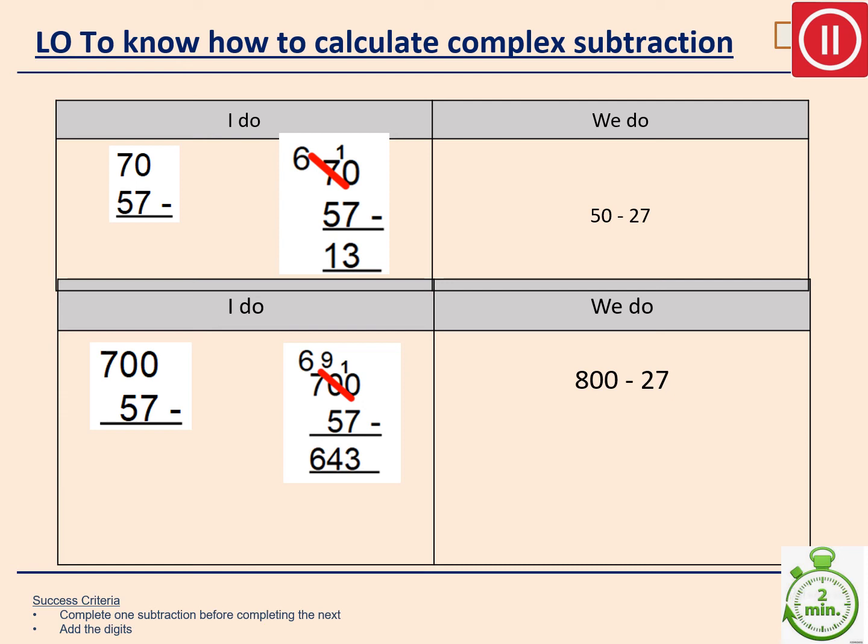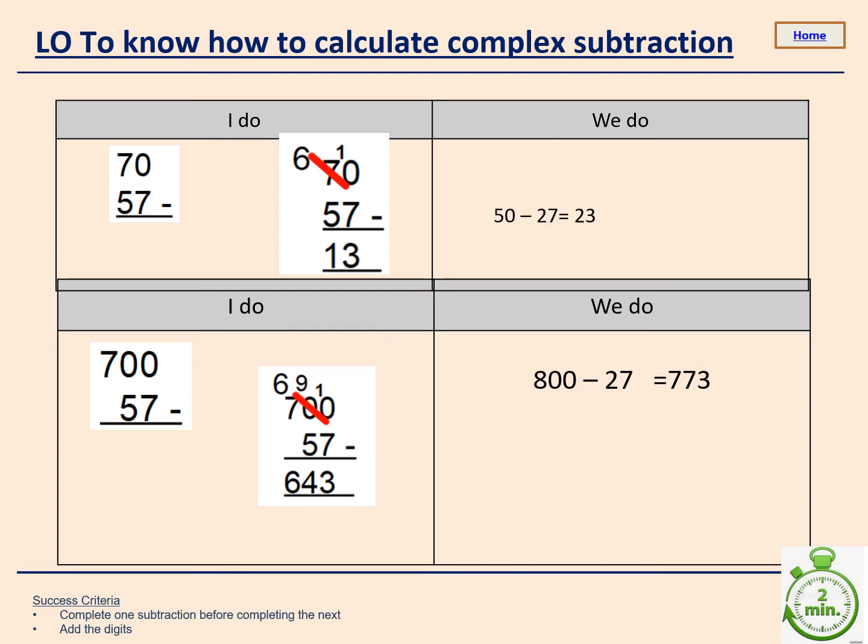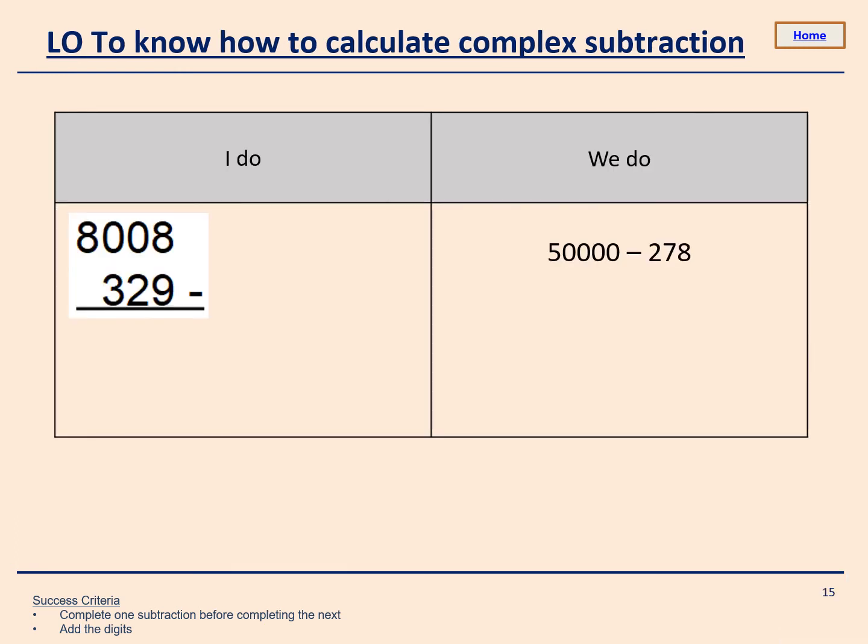Pause the video and have a go at the other two sums on the slide. Okay, so you should have 50 subtract 27 is 23, and 800 subtract 27 is 773. So let's have a go at these two sums then.